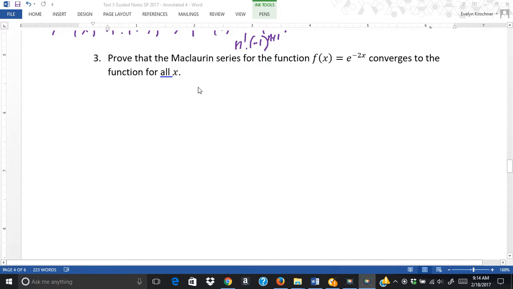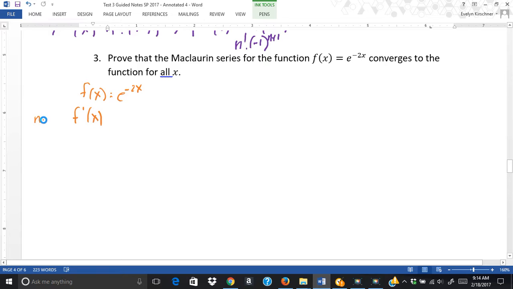Here I want to show that the Maclaurin series for my function actually converges to the function for all x. So I have my function f of x is e to the negative 2x. My first derivative, so n is 1, is negative 2 times e to the negative 2x. My second derivative is negative 2 times negative 2 e to the negative 2x.